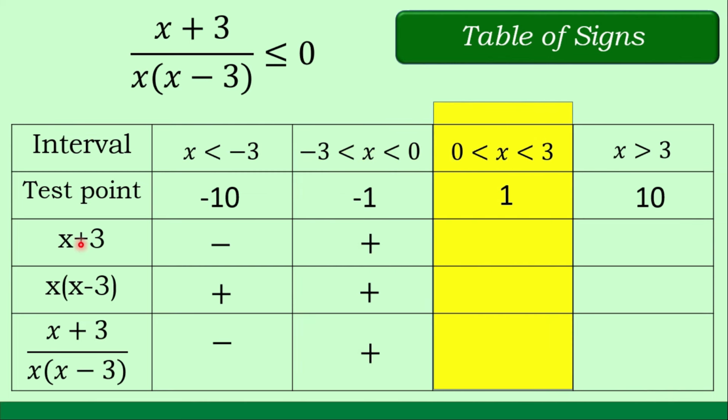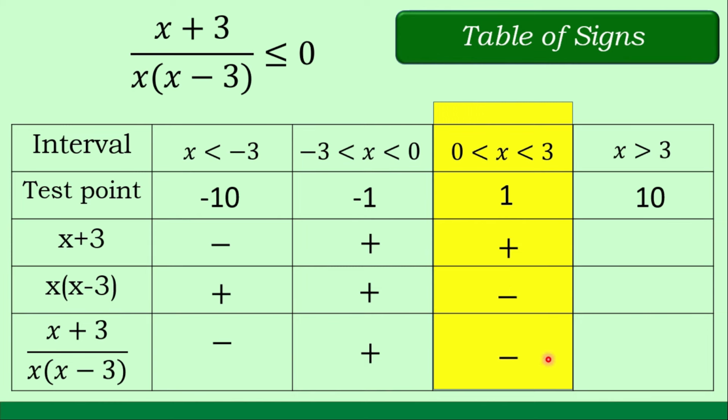So we have our test point 1. So 1 plus 3 will give you a positive answer. So here, that's 1 times the quantity of 1 minus 3. 1 minus 3 is a negative answer, times positive will give you a negative result like this. So positive divided by negative, the answer there would be negative.